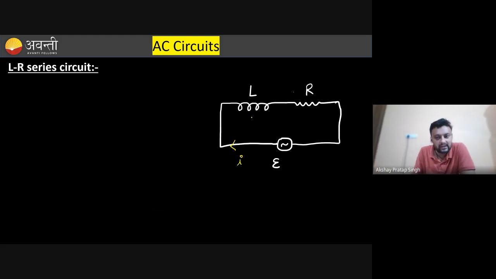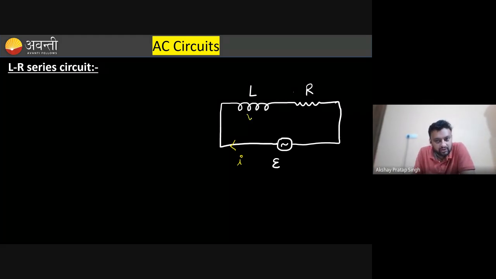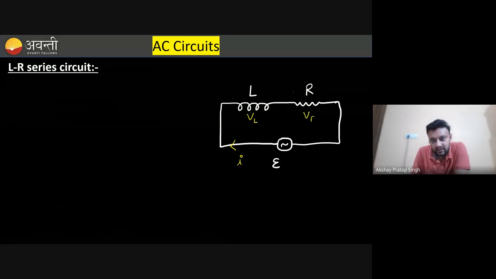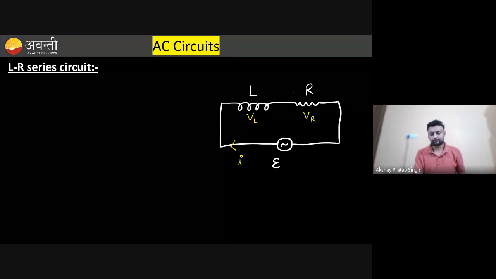Now, another thing I'm saying, the potential across the inductor, let's suppose, is V1, or you can say it is VL. L indicates that it is across the inductor. And let's suppose the potential across the resistor is VR. Now current is the same in both the resistor and the inductor.